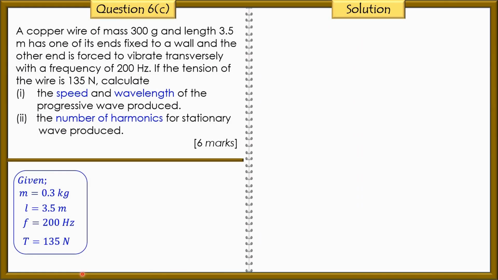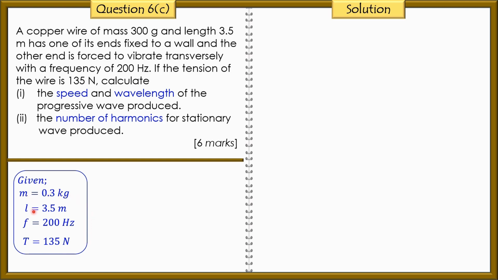Question 6c. A copper wire of mass 300 gram and length 3.5 meter has one of its ends fixed to a wall and the other end is forced to vibrate transversely with a frequency of 200 Hz. If the tension of the wire is 135 Newton, we need to calculate the speed and wavelength and also the number of harmonic. Firstly, this is all the information given from the question.